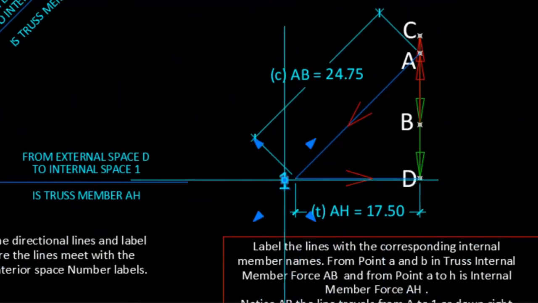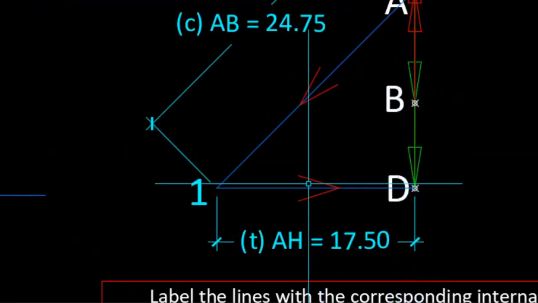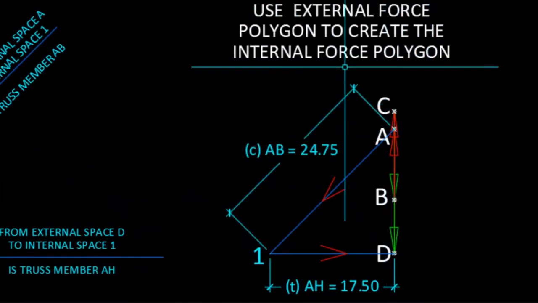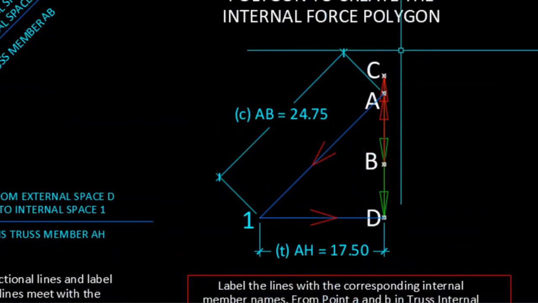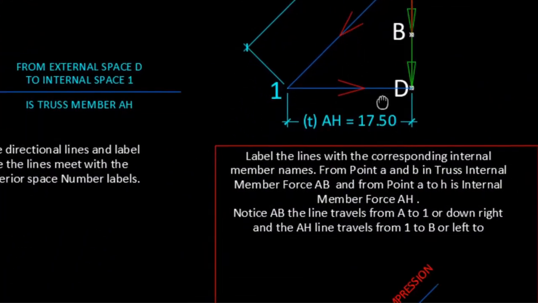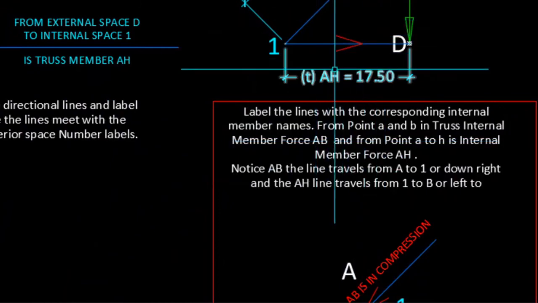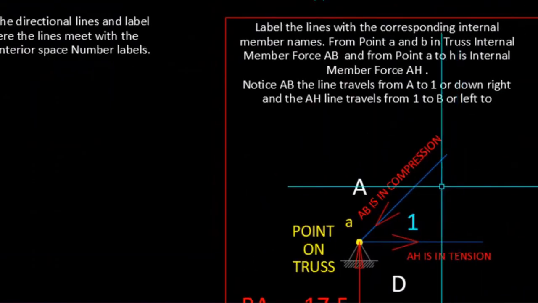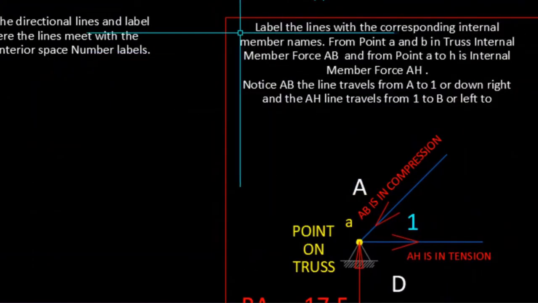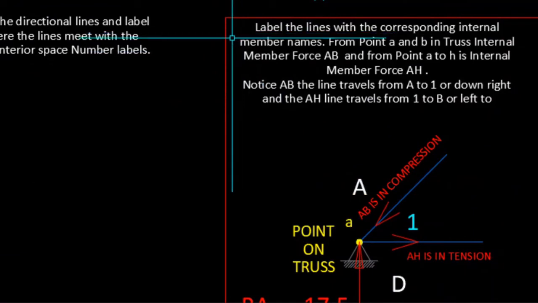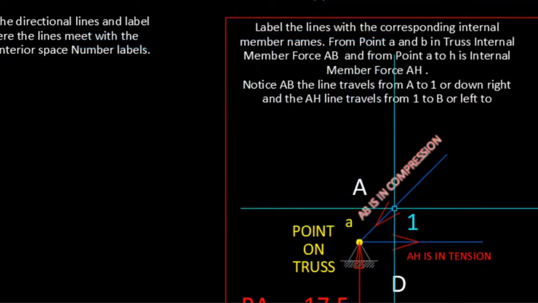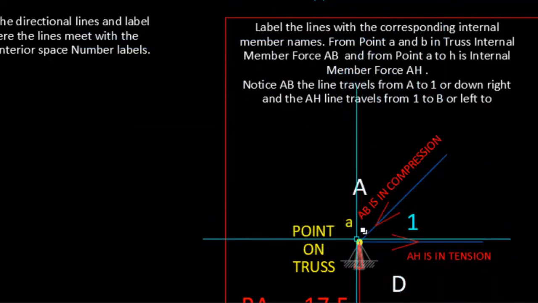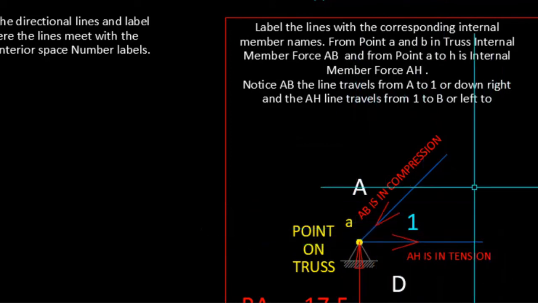And then we're traveling from space A to space D, and we add our directional arrow. So again, this is the direction in the force polygon. So these are internal members and the external forces, okay? So that same direction we copy to our actual truss diagram. So here again, we label the lines with the corresponding internal member names, such as AB or AH, right? Going from point A to B and from point A to H.